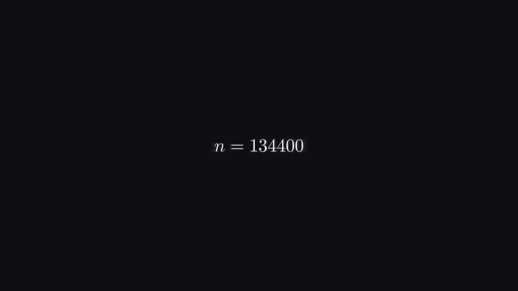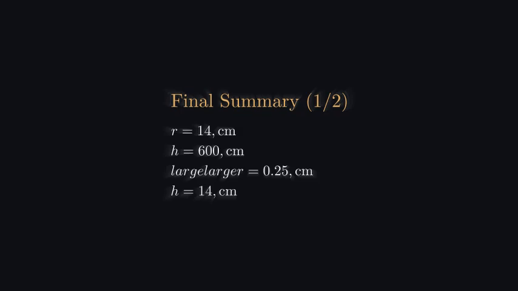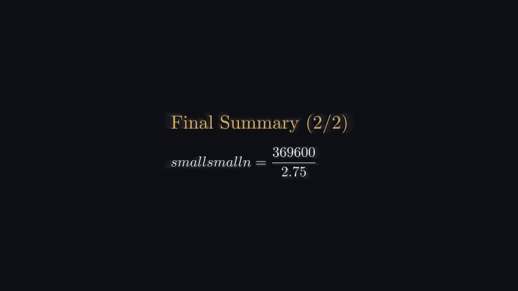Continue the aligned calculation. To summarize, for the large cylinder R equals 14 cm and h equals 600 cm; for the small cylinder r equals 0.25 cm and h equals 14 cm. The key equations are shown on the screen. To summarize, N equals 369,600 over 2.75.